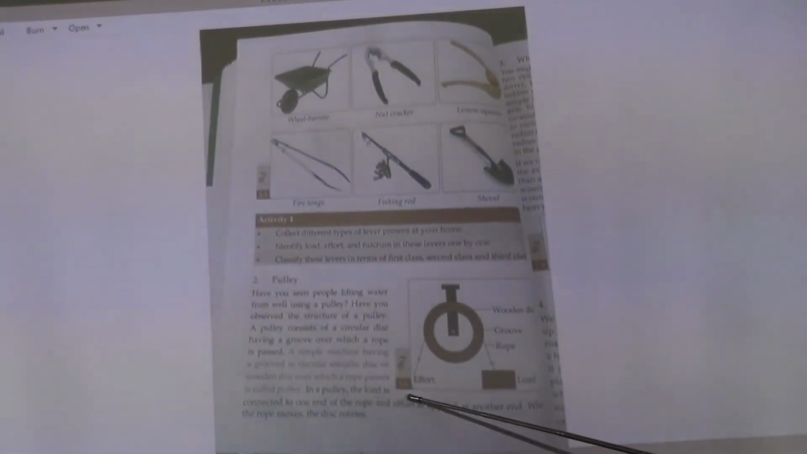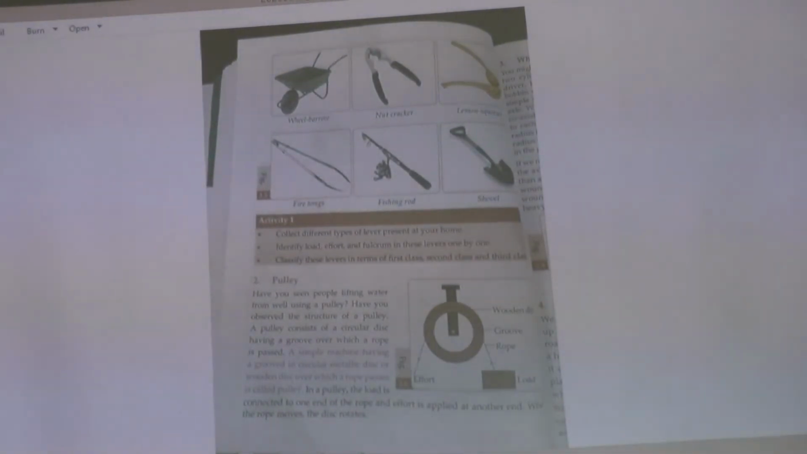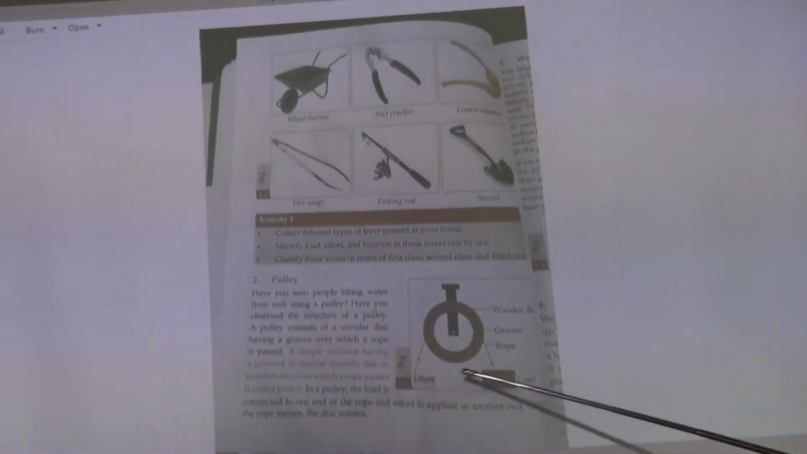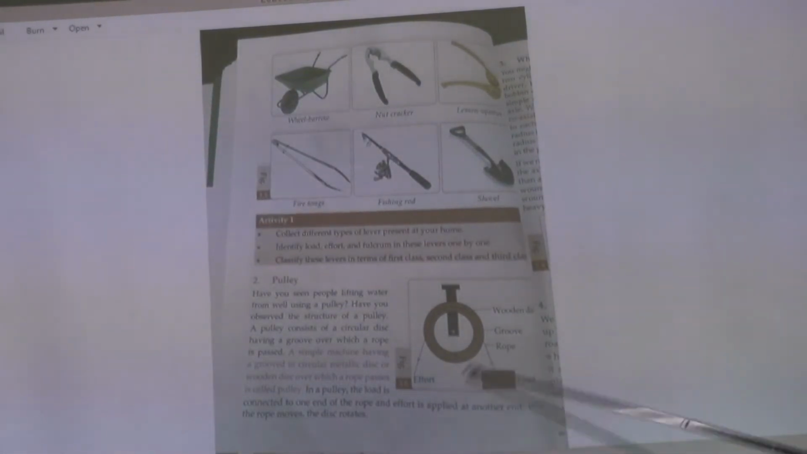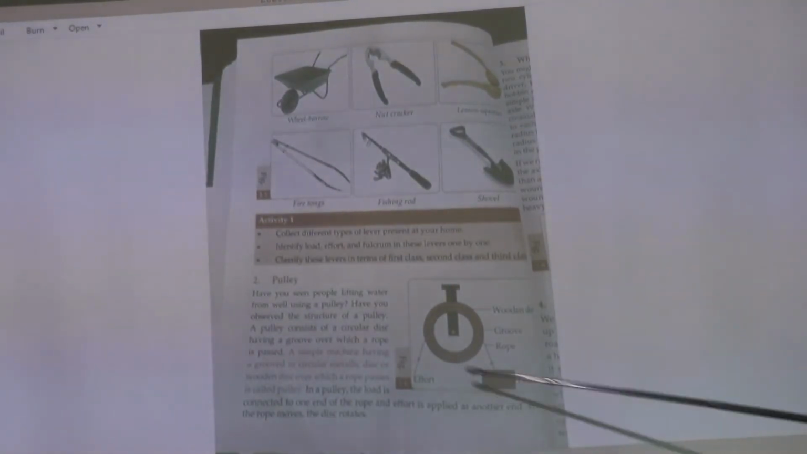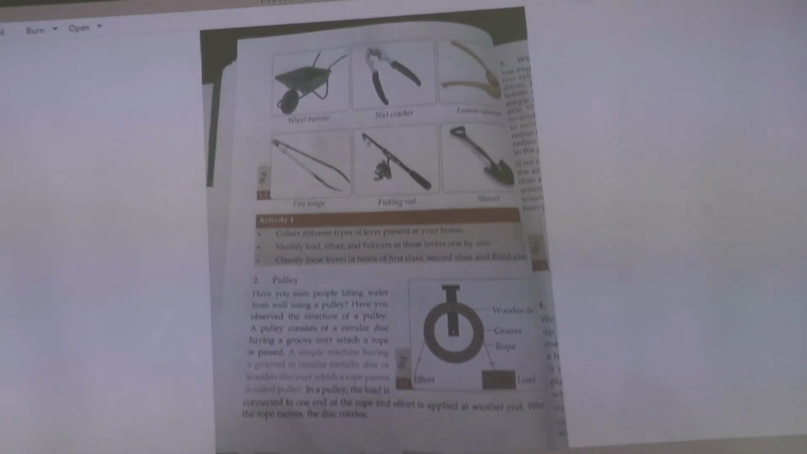In a pulley, the load is connected to one end of the rope and the effort is applied at the other end. When the rope moves, the disc also rotates.